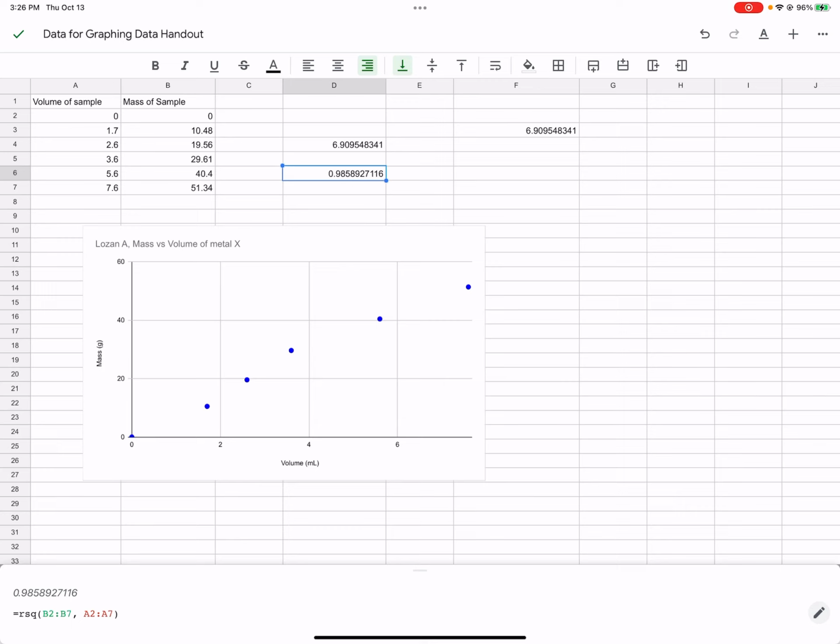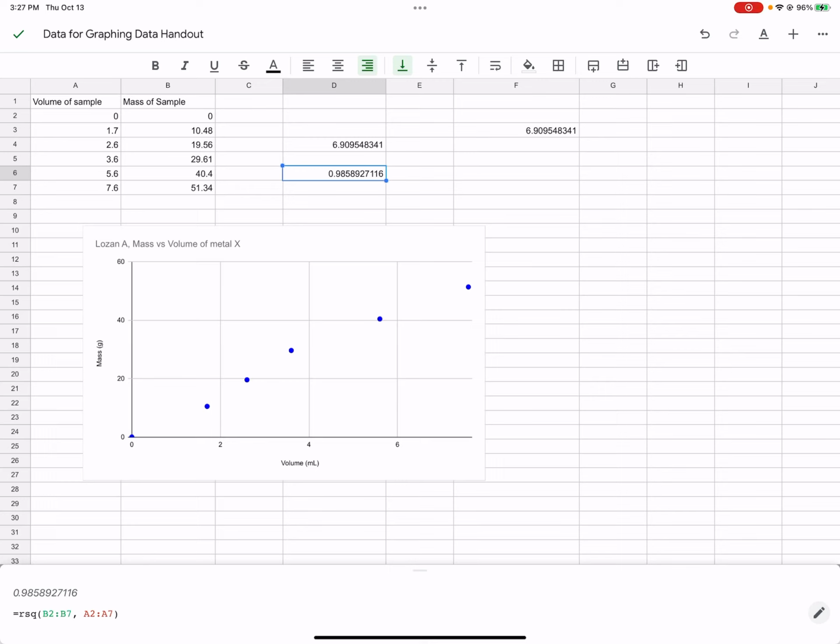If my data was very precise and every single one of these numbers gave me the same density, it would be a completely straight line and all of those dots would be on it. But because they are not all on it, because they're a little bit off, then my data is not as precise as it could be. And that's why we get an R squared of 0.985.